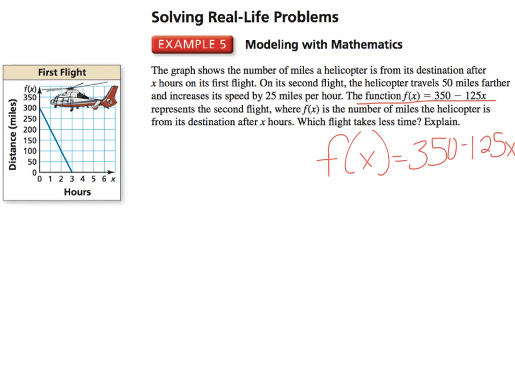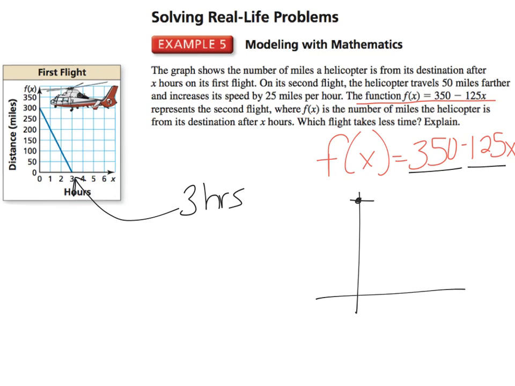Well, you could graph it. However, honestly, I would expect you to be able to use just common sense. Let's look at this. Right here, our first flight takes 3 hours. Our second flight starts at 350. So if you graphed it, let's just think about it. 350, and every hour, it goes down 125 miles per hour. So how long till you get to the end? Which obviously, this is what we need to find.